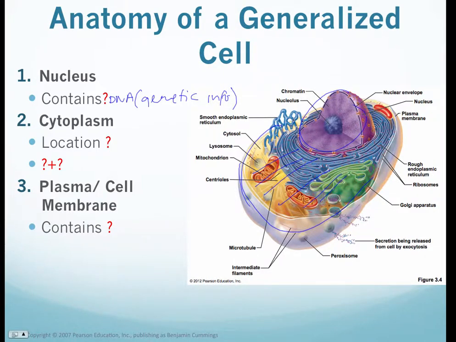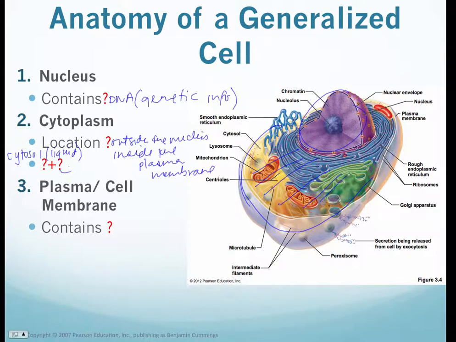Cytoplasm, once again, is located outside the nucleus and inside the plasma membrane. It contains two components. We have the cytosol. This is the liquid portion, and so it's a lot of the water. A lot of our ions are going to be there. Proteins are going to be bathing there. And then we have our organelles, which function as the metabolic machinery of our cell.